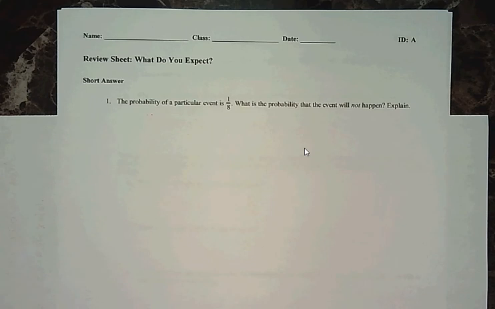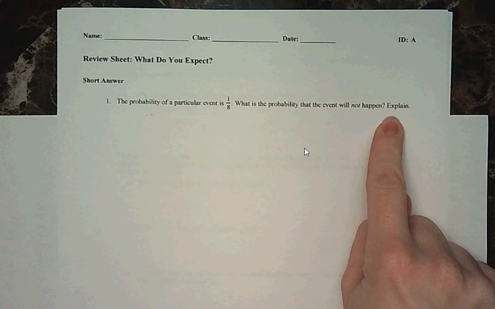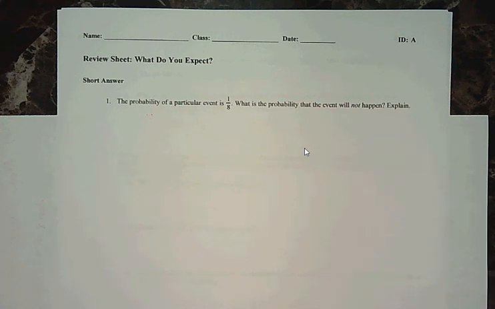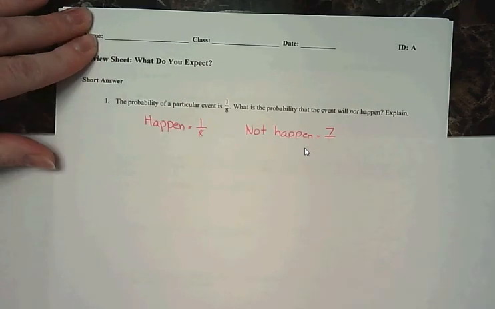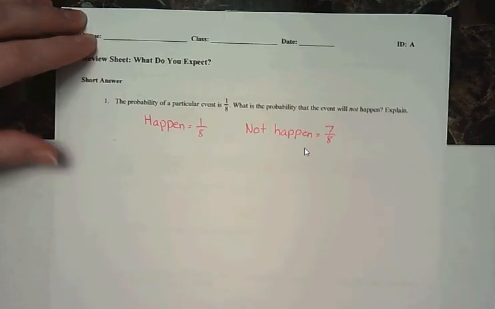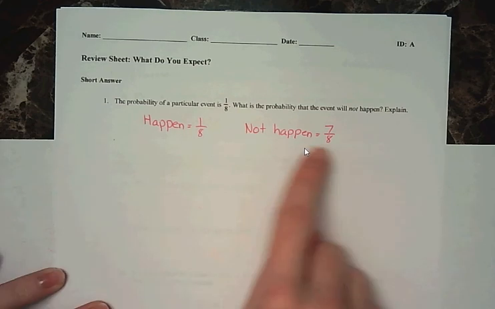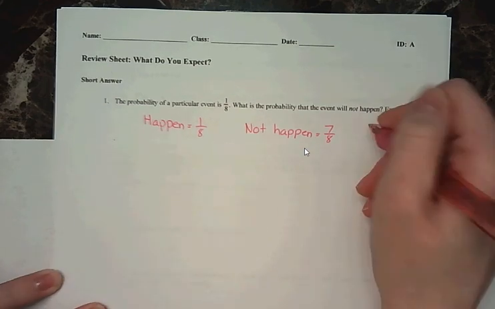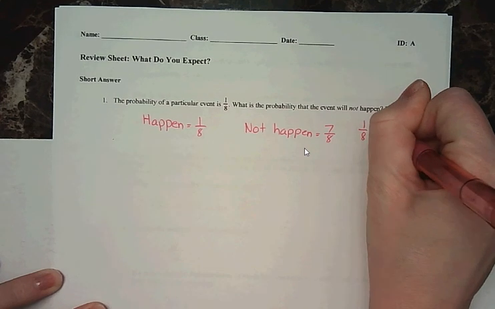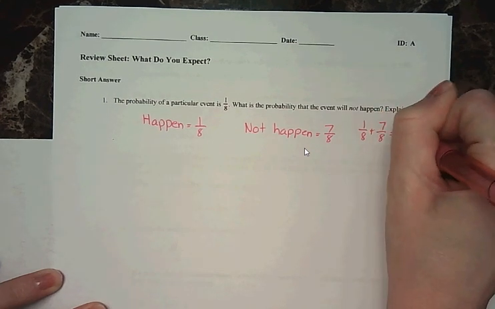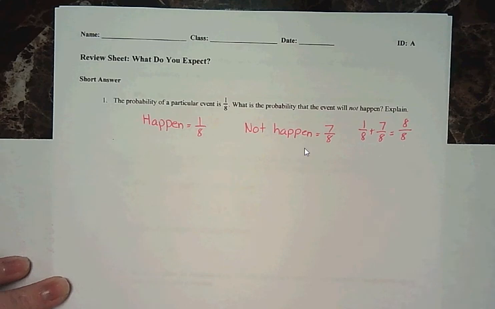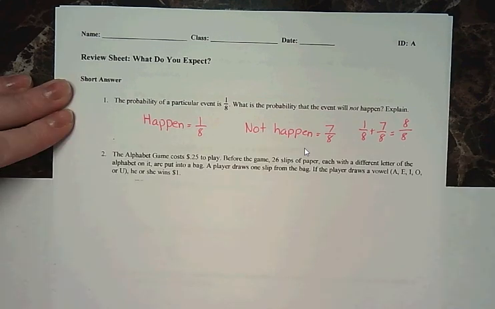So the first question is, number one, the probability of a particular event is 1/8. What is the probability that the event will not occur? I know it says explain, but you guys can just put in the number answer, the fraction answer, and I'll explain. So you should have gotten that because 1/8 is the chance of it to happen, the chance of it not to happen would be 7/8. Because 1/8 plus 7/8 would be 8/8, which would be a whole, of not happening and happening. Okay? All right, number two.